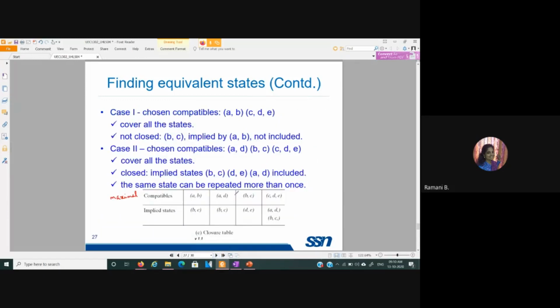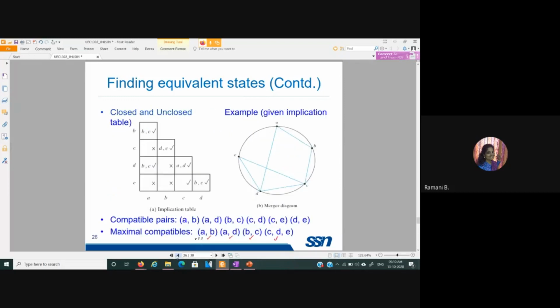AB, AD, BC, and CDE. Okay. Then we are to write the implied states. So here, checking this particular implication table, you can find that A comma B is said to be compatible only if B and C are compatible. Similarly, A and D are compatible if B and C are compatible.